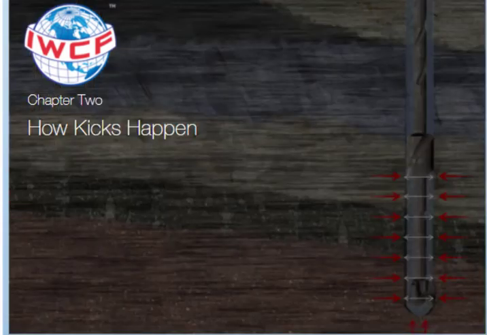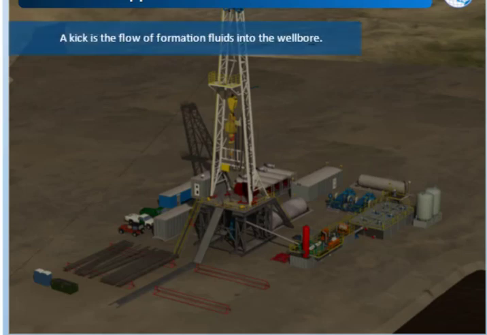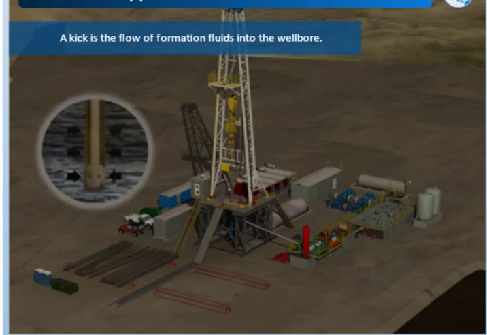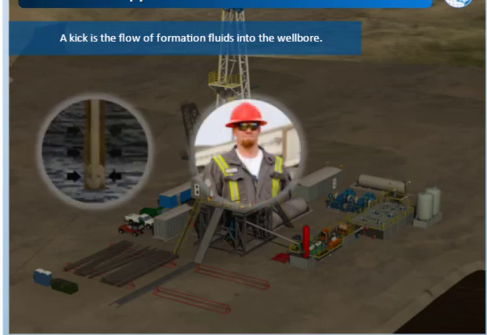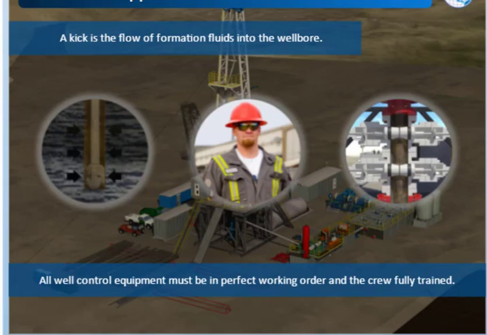Kicks happen. As we have just learned, a kick is the flow of formation fluids into the wellbore. Taking a kick means that primary well control has been lost, and appropriate first actions must be taken in order to regain control of the well. Normally, this would mean closing a blowout preventer and is known as secondary well control. Therefore, all well control equipment must be in perfect working order and the crew fully trained and competent in its use.